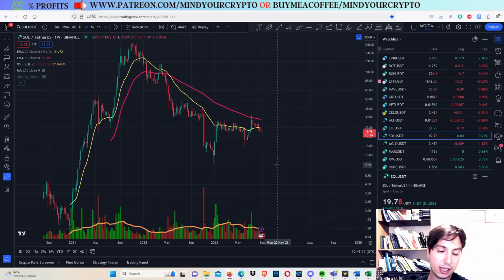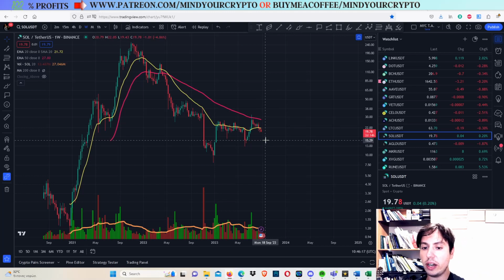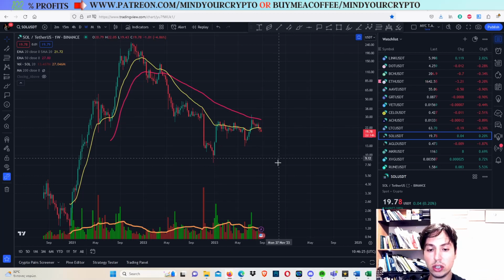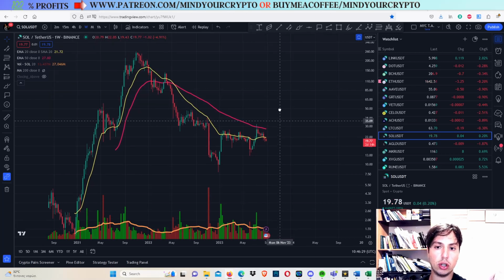Right now, though, we need to see whether Solana is capable of holding the 14 USDT, 14 to 15 around there, or is it going further down, which will indicate a stronger correction. Maybe for Solana, it could be going tons lower, right?